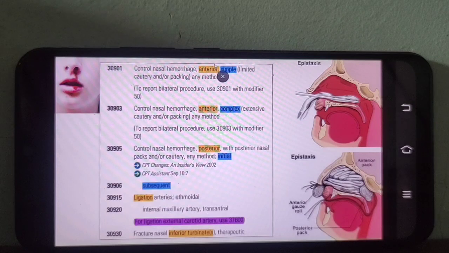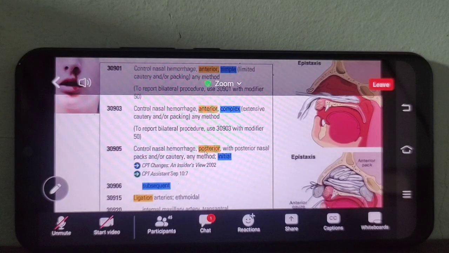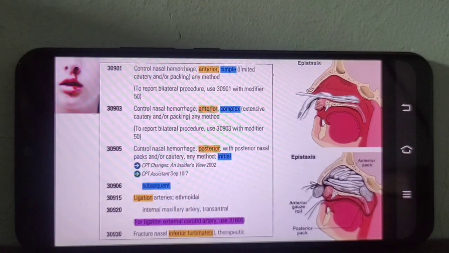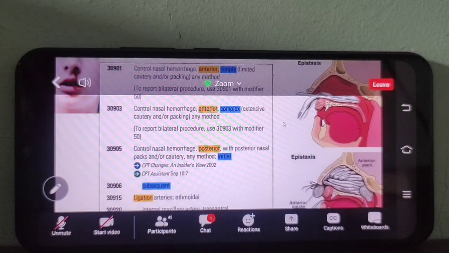Anterior and posterior. See the image. This is the anterior epistaxis: you can feel the bleeding through the nostril. Posterior means you can feel the bleeding in your throat. That is posterior epistaxis. In anterior epistaxis, we have two classifications, simple and complex. Limited cautery or packing is one.